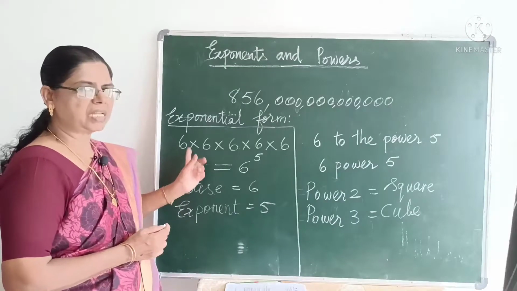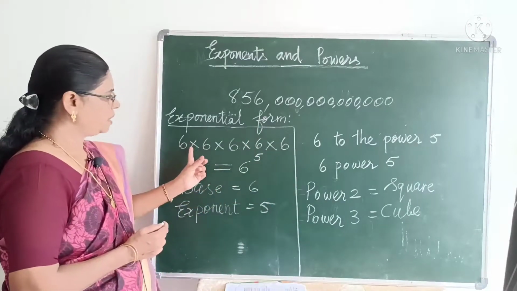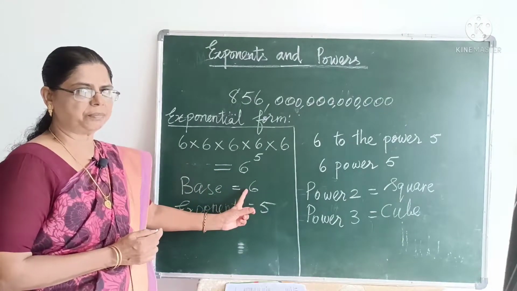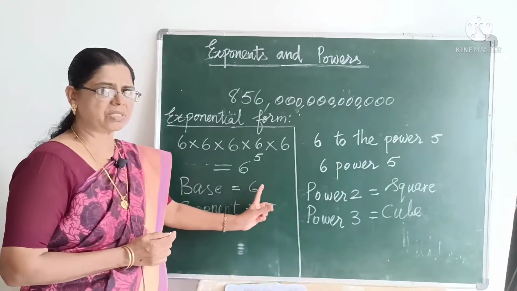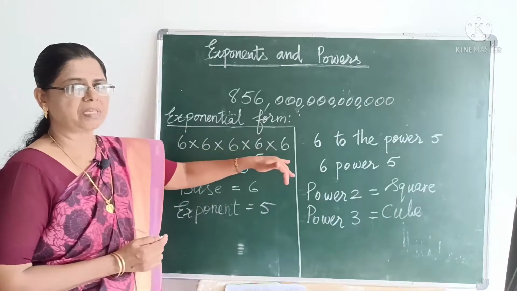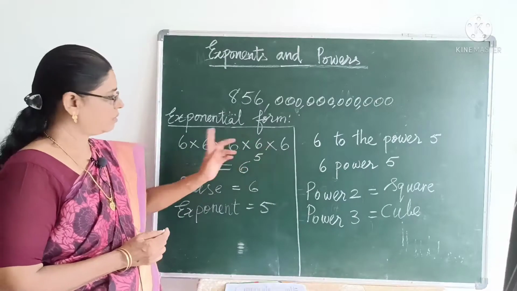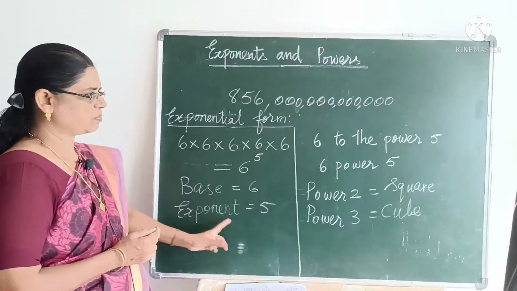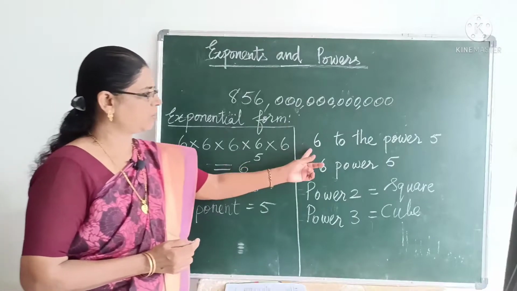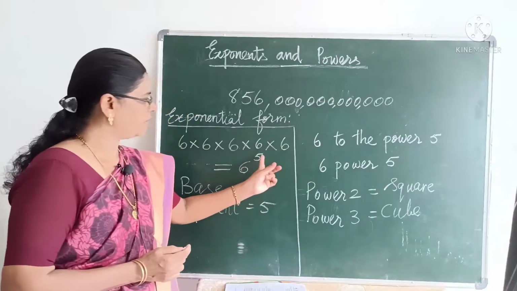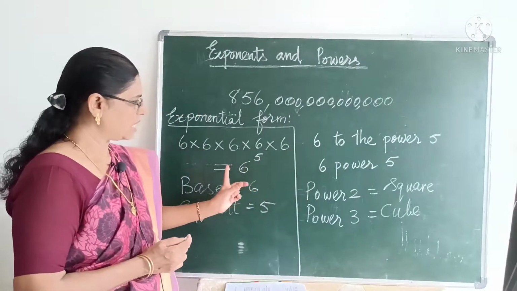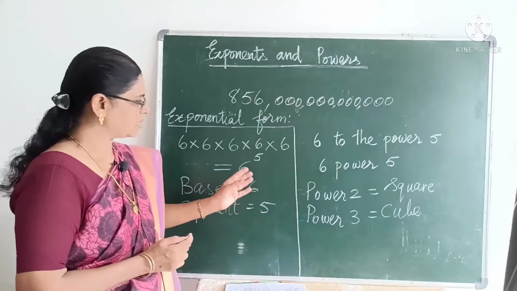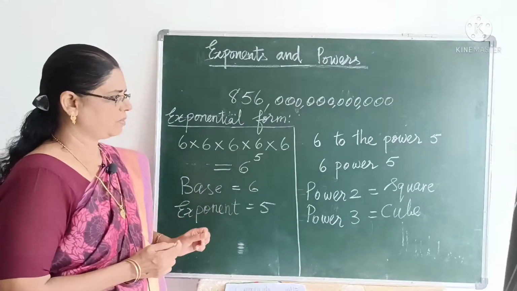So, which number is taken again and again? Number 6 is taken again and again. So, it is the base here. Base is equal to 6. And how many times number 6 is taken? 5 times it is taken. So, 5 is the exponent. So, you can read this one as 6 to the power 5, or you can say 6 power 5. In a simple way, you can say 6 power 5.